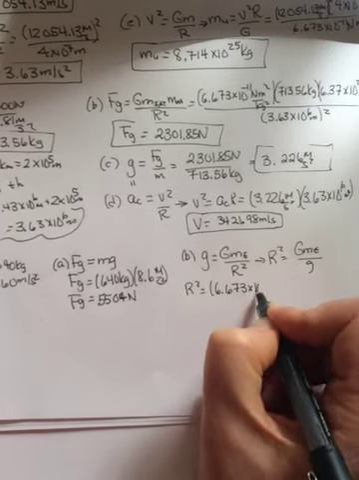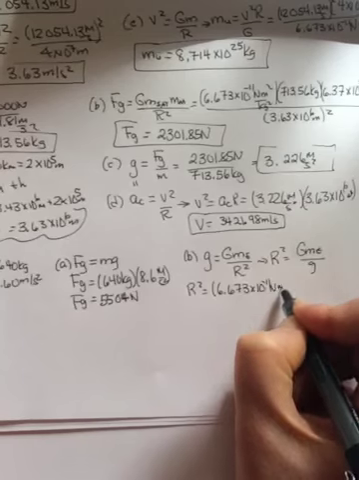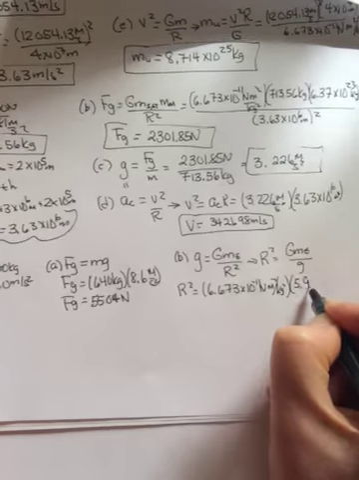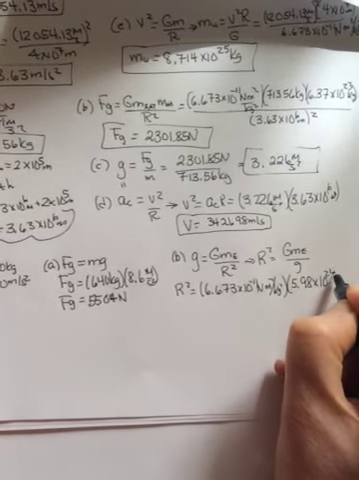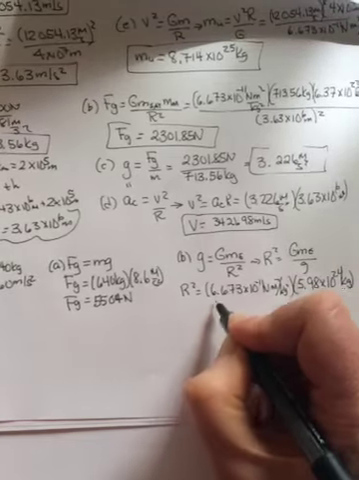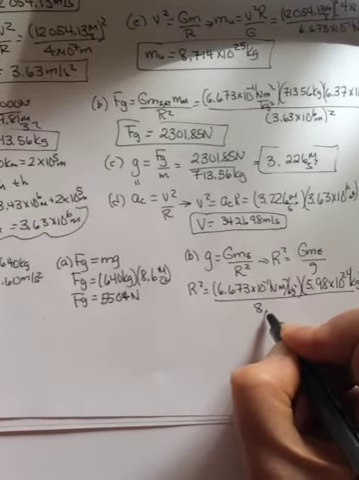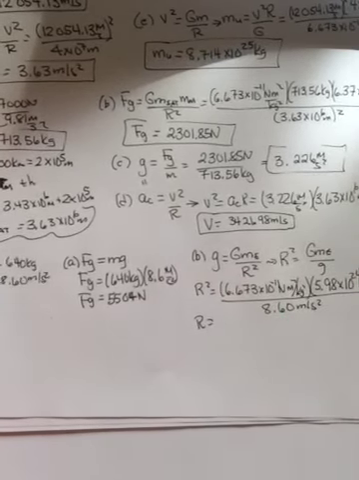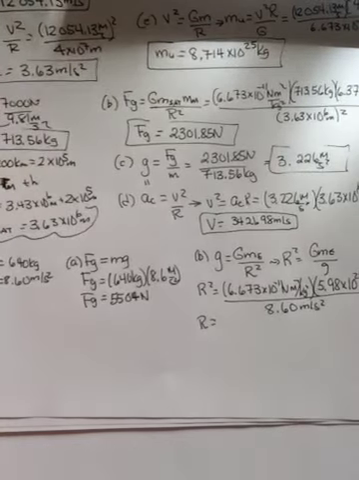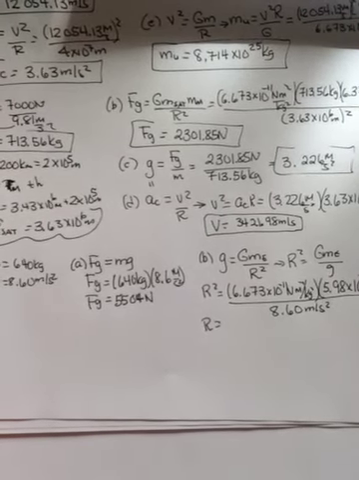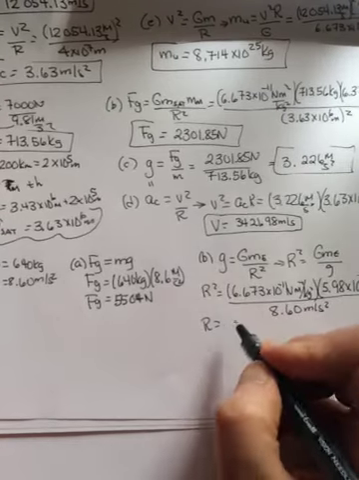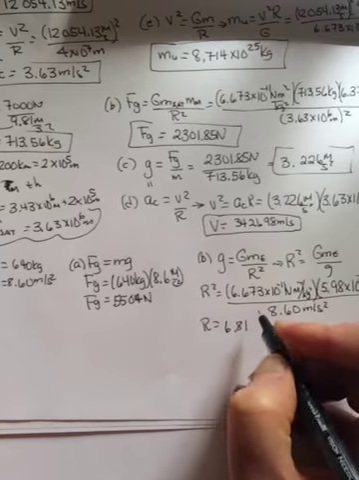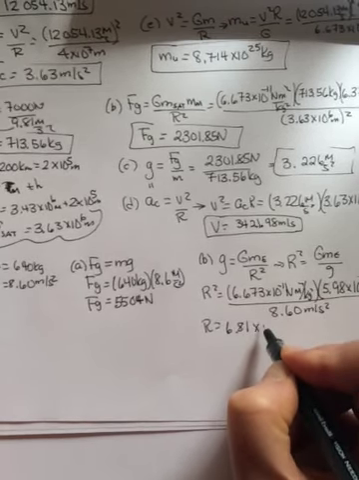So R squared will be equal to 6.673 times 10 to the negative 11 newton meters squared per kilogram squared. Mass of the Earth, if you don't know it by now, you can always look it up on that chart. It's 5.98 times 10 to the 24th. And little g, they gave us in the question, 8.6 meters per second squared. Remember, that's going to be R squared. You then need to take the square root, okay? And when you do, you should get 6.81 times 10 to the 6th meters.